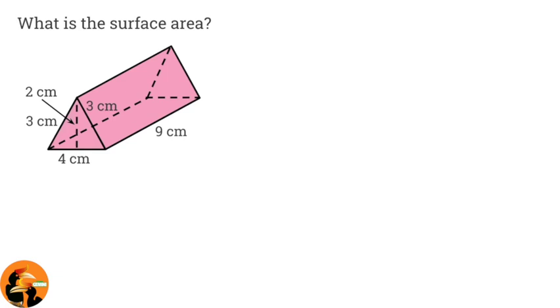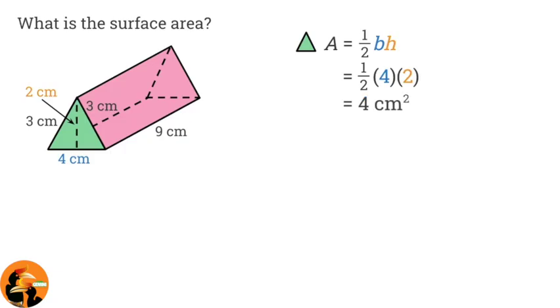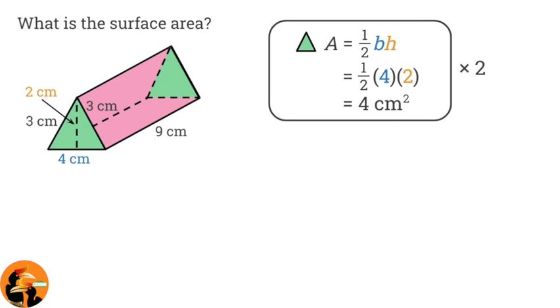Let's start with the two triangular bases. The area of a triangle is 1/2 times the base length times the height, or 1/2 BH. We can see here that the triangle has a base length of 4 centimeters and a height of 2 centimeters, so we'll multiply 1/2 by 4 and 2 to find the area of the triangle, 4 square centimeters. Now remember, this triangular prism has two identical triangular bases, so we'll need to include this area twice in our surface area calculation. Well done.